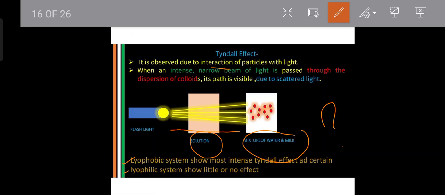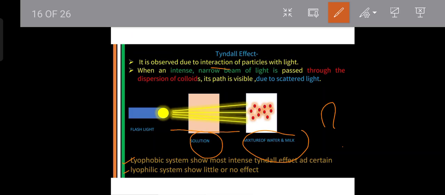So as they hate the solvent system or the affinity is very less, here the dispersed phase is very much less soluble. So as they are less soluble, they are obviously present in the dispersion medium in a very specific and very, what you can say, organized way. So due to that reason, Tyndall effect is more prominent here.